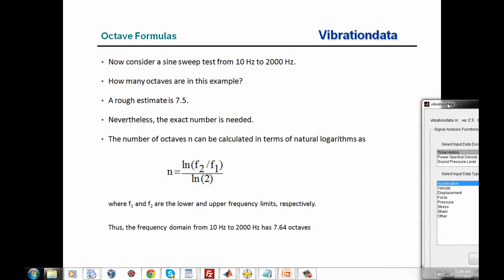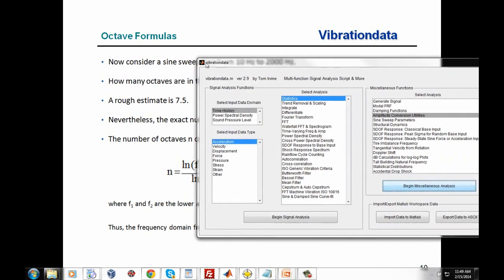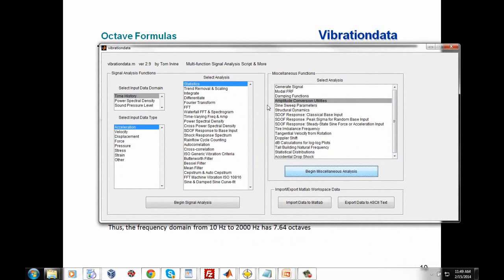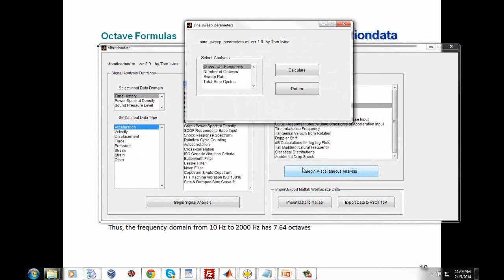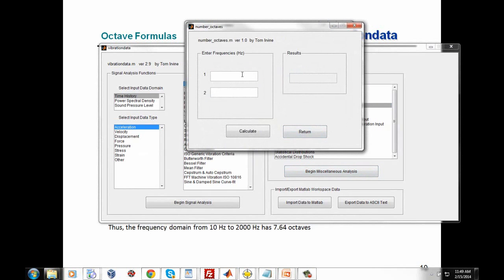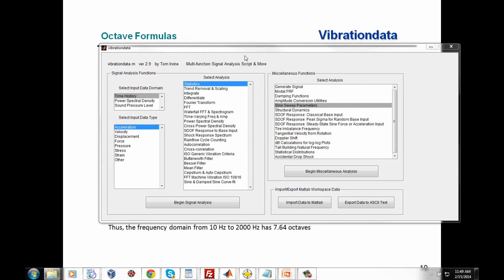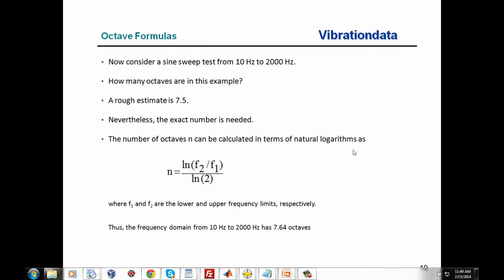And as you might be anticipating already, we have a way to do that in the vibration data GUI package. So let's go to sine sweep parameters, and then we're going to calculate the number of octaves. And we're going from 10 to 2000 Hertz. And there are, in fact, 7.64 octaves in that frequency domain. Okay. Very good. Let's move on now.